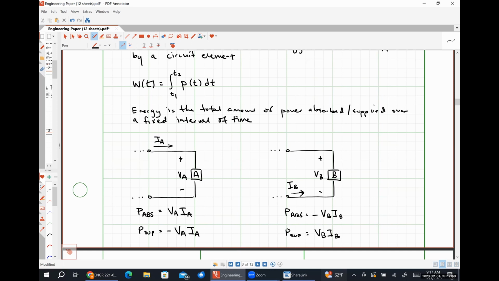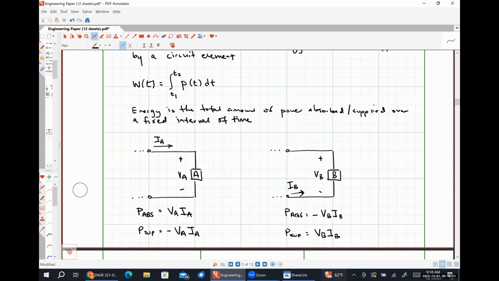So the passive sign convention really is just if the current's flowing into the positive polarity terminal, call it absorbed power. If the current's flowing into the negative polarity terminal, call it supplied power. That's all the passive sign convention really boils down to.